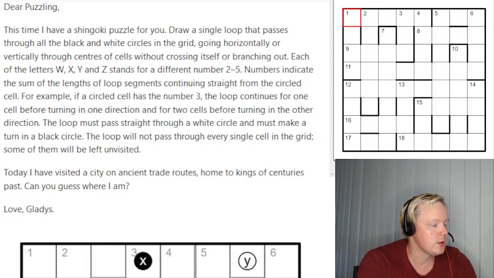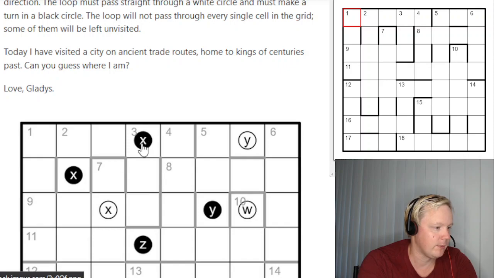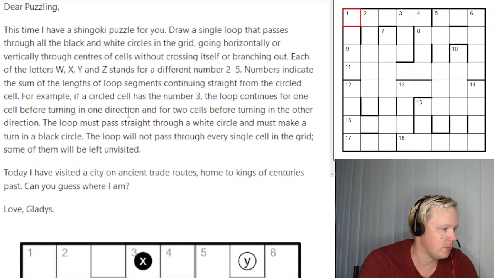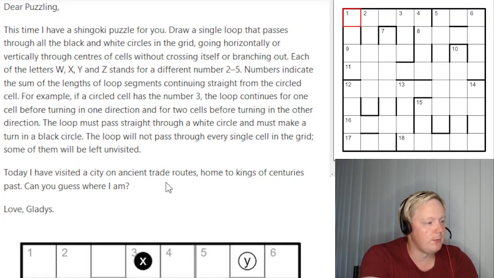Each of the letters W, X, Y, and Z stands for a different number 2 to 5. You see, we don't have numbers in these circles. We have these letters standing for the numbers. Numbers indicate the sum of the lengths of loop segments continuing straight from the circled cell.